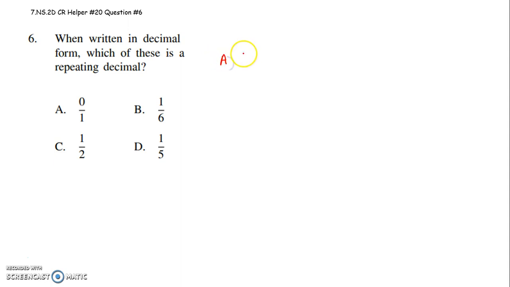So for letter A, it's 0 over 1. That means 0 divided by 1. 0 divided by 1 is 0. Okay, that's not repeating. For letter B, we have 1/6.